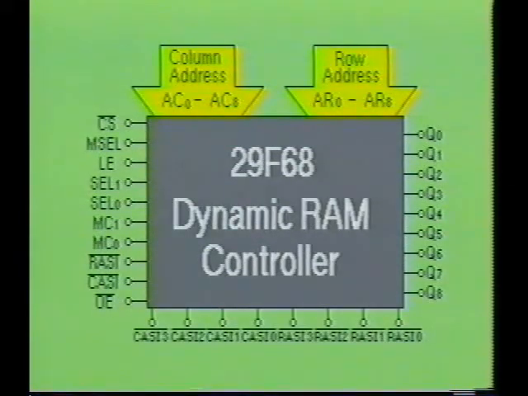Here you see the 29F68, which is a Fairchild Dynamic RAM Controller IC. Notice that this IC provides two 9-bit address inputs. Inputs AC0 through AC8 are used for the column addresses, and inputs AR0 through AR8 are used for the row addresses. The input labeled NOT CS is the chip select input. The outputs are labeled Q0 through Q8 and are capable of driving up to 88 dynamic RAM devices.